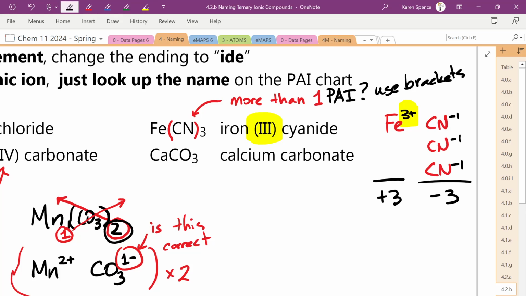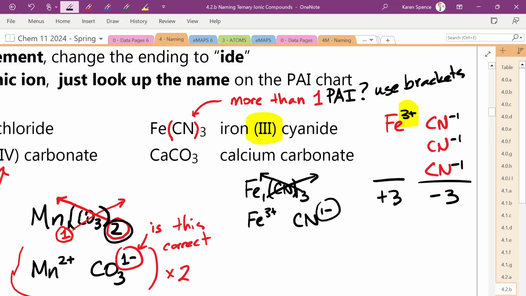You could uncrisscross this. Fe1, CN3. The 3 comes up beside the Fe. The 1 comes up beside the CN, 1 minus. And we can say, is that the correct charge for CN? Is CN -1? Yes. Therefore, this is okay as it is, and it will be Fe3+. Okay, so if the charge checks out, you can just leave it alone.